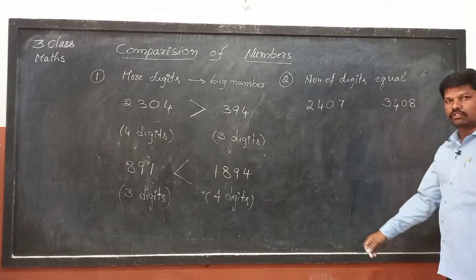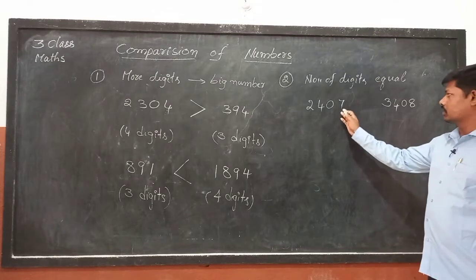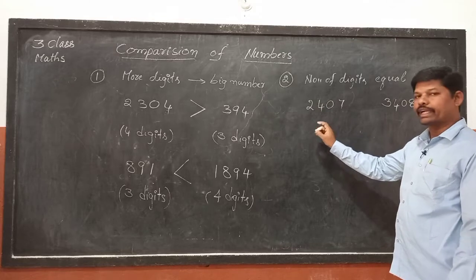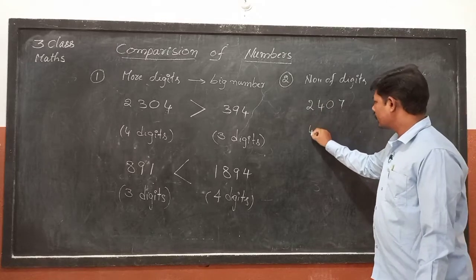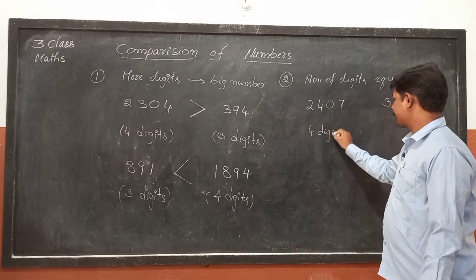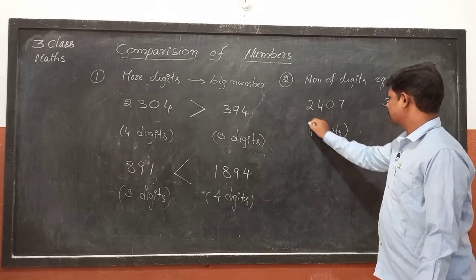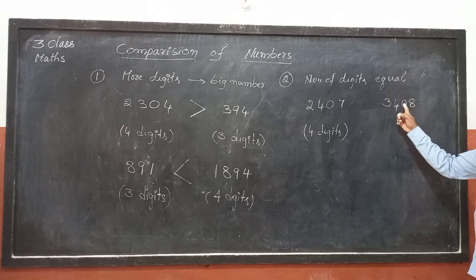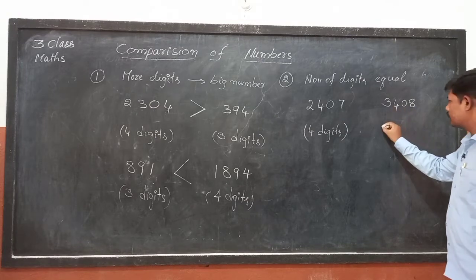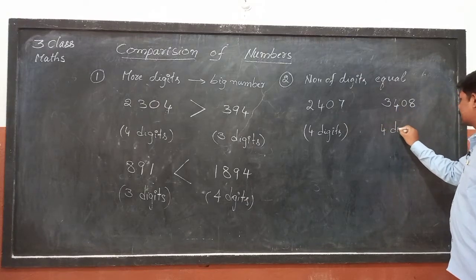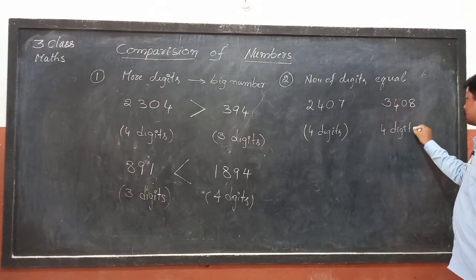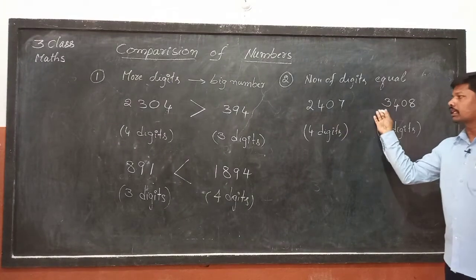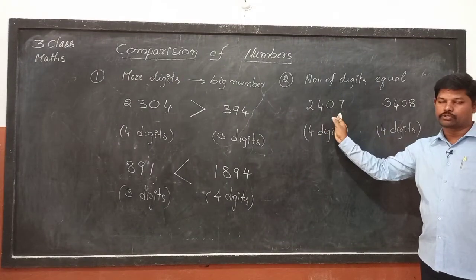You can take another number, 3408. Count the number of digits here. 1, 2, 3, 4. How many digits are there? 4 digits. Here how many digits are there? Count. 1, 2, 3, 4. Here also 4 digits are there. That means in the two numbers, there are 4 digits only.